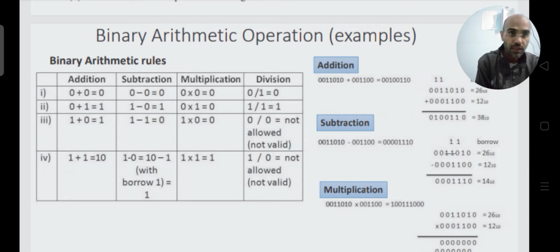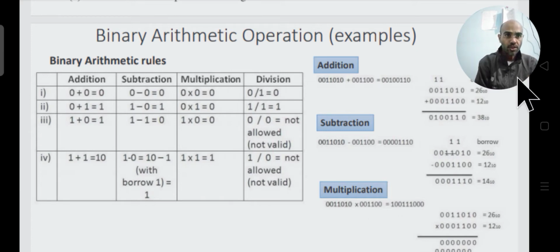Similarly, the rules for multiplication are very simple. 0 into 0 is 0, 0 into 1 is 0, 1 into 0 is 0, and only 1 into 1 will give 1. Similarly, we can see the division also. 0 by 1 is equal to 0, whereas 1 by 1 is equal to 1. A 0 in the denominator is not allowed in any case. So division is possible only in 2 cases.